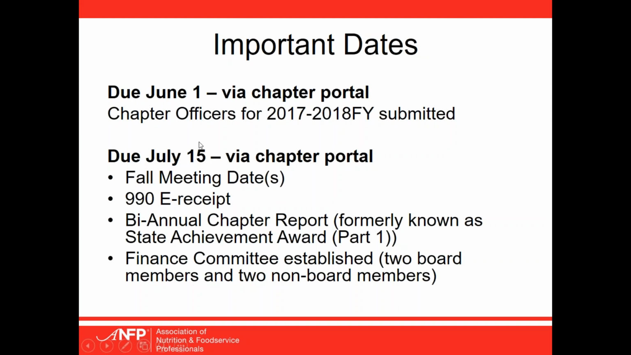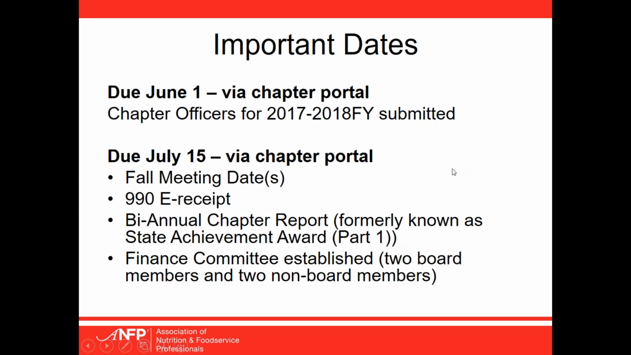And of course, we have a July 15th deadline coming up for the remainder of our rebate requirements. If you're having a fall meeting, that date needs to be submitted by July 15th. All chapters are required to file a 990. That e-receipt needs to be in our hands no later than July 15th. The biannual chapter achievement report, formerly known as the State Achievement Award, is also due on July 15th, and that is available to download via the chapter portal.